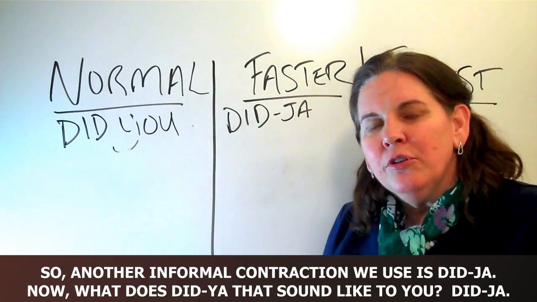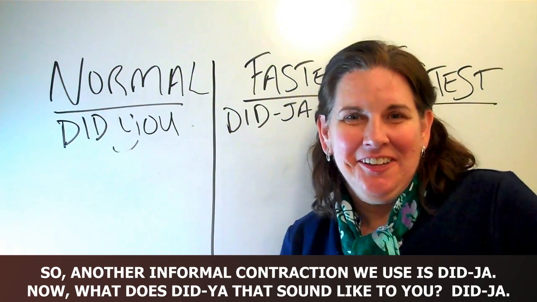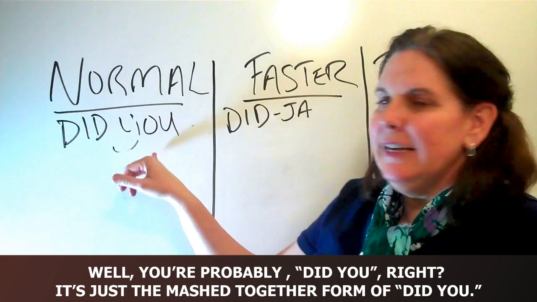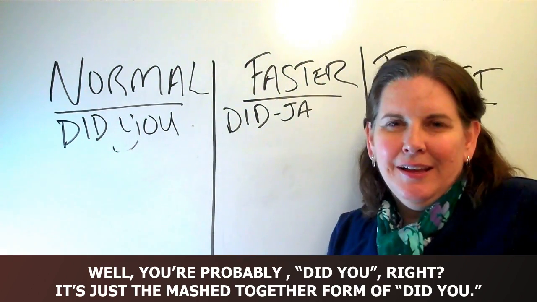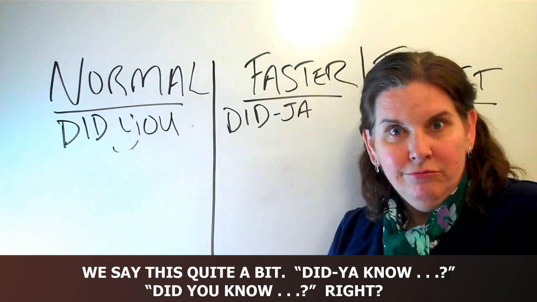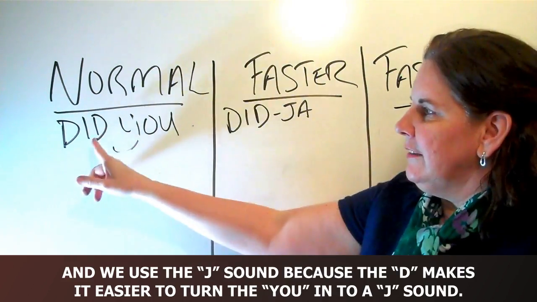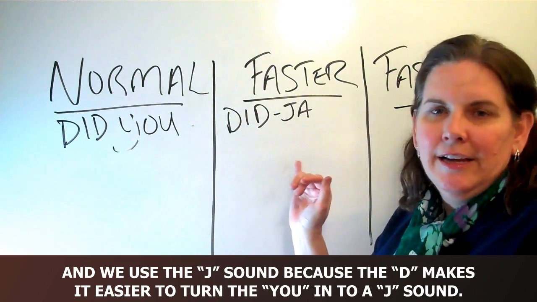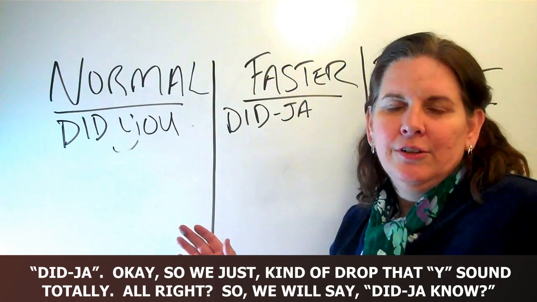So another informal contraction we use is didya. Now, what does didya sound like to you? Well, you're probably guessing, did you, right? It's just a smashed together form of did you. We say this quite a bit. Did you know? And we use the J sound because the D makes it easier to turn the U into a J sound. Just didya. So we just kind of drop that Y sound totally.